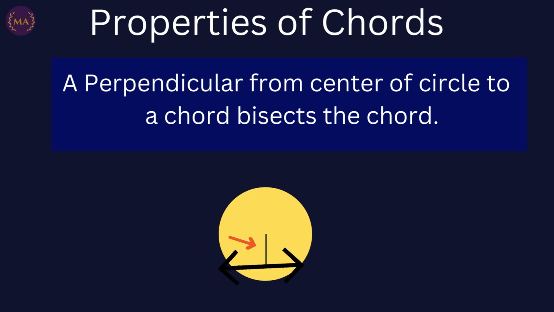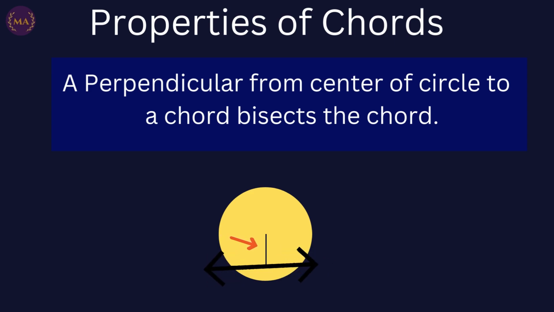what is a radius? A radius is a line segment whose one point is the center of the circle and the other point is on the circle. But here, what is given? A perpendicular from the center of the circle. So one point will be on the center of the circle and the second point is on the chord. You can see one chord over here. So that perpendicular from the chord to the center of the circle is going to be smaller than your radius.